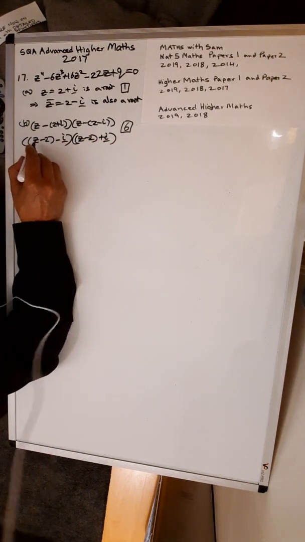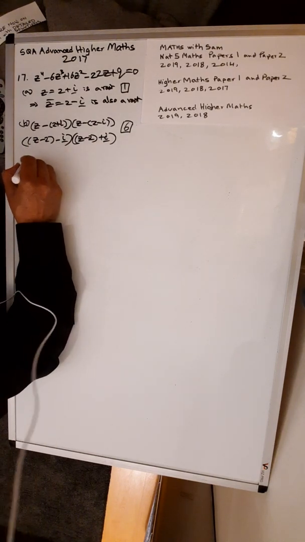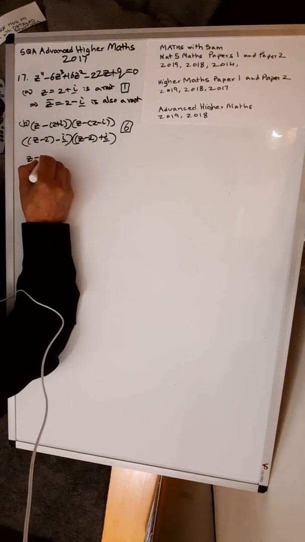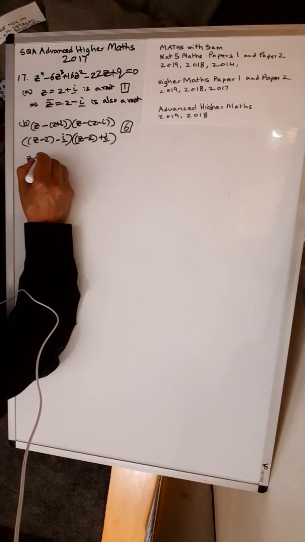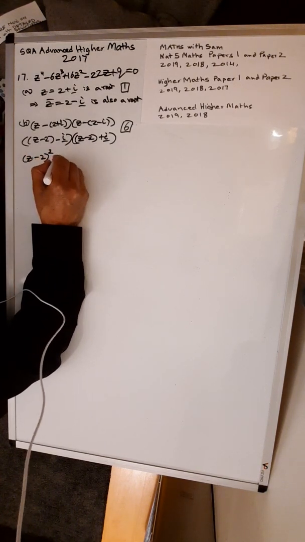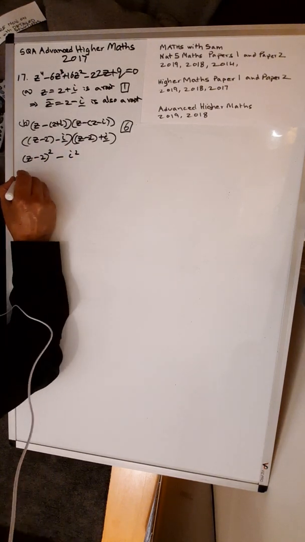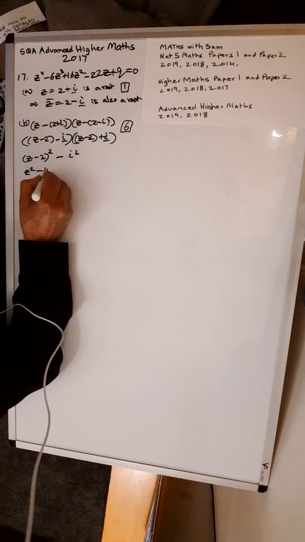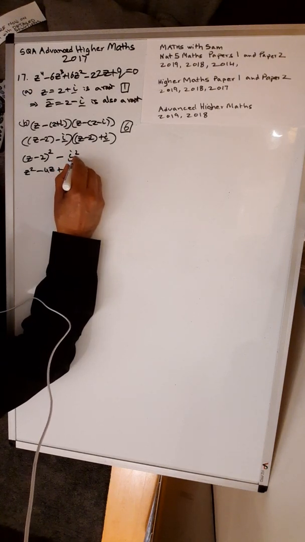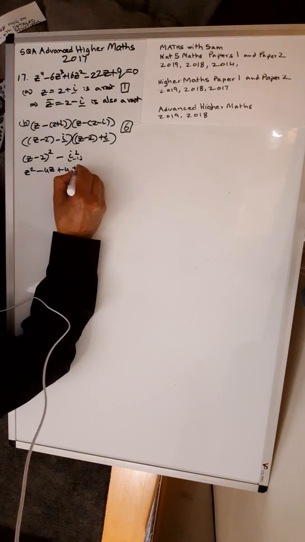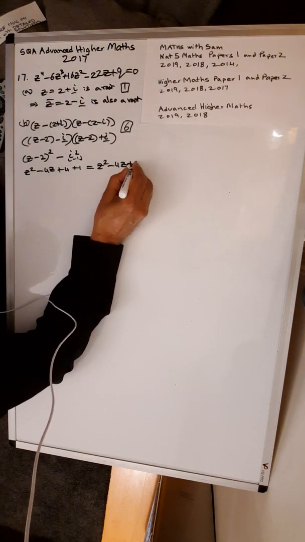When you multiply this out, this is a difference of 2 squares. So this is (z minus 2) squared minus i squared. That gives z squared minus 4z plus 4, and minus i squared. i squared is just minus 1, so that gives you plus 1. It gives you z squared minus 4z plus 5.